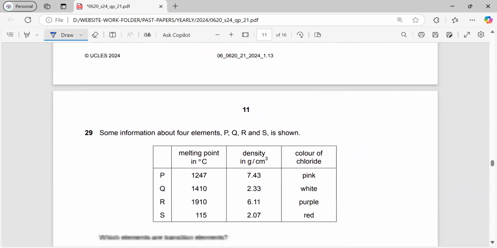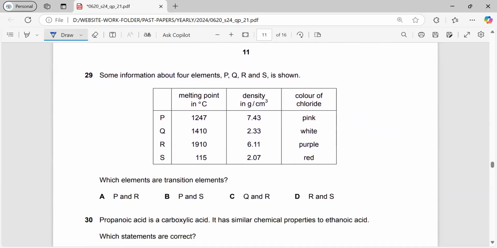Next question. Some information about 4 elements P, Q, R, and S is shown. Which are transition elements? Now, transition elements are hard. They have very high melting points and boiling points. They have high density because they're heavy, and they form colored compounds. These are some distinctive properties of transition elements.